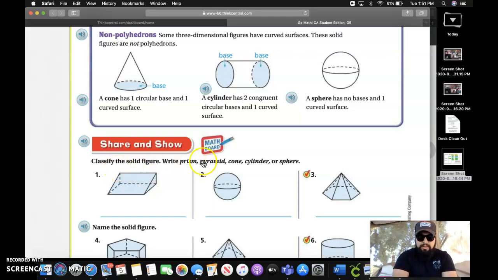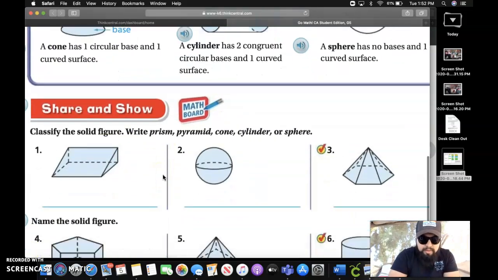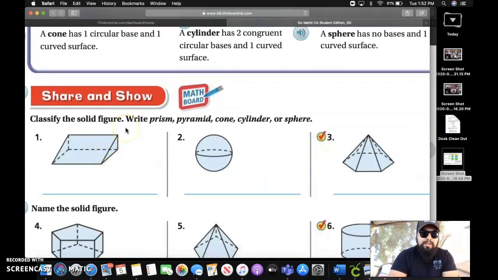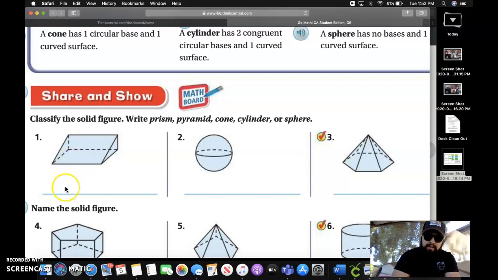And is it a prism, a pyramid? And for this, these numbers right here, it's just asking if it's a prism, pyramid, cone, cylinder, or sphere. But we can go even deeper. We know that this is a triangle for the bases, two bases, making it a prism. So it's a triangular prism.